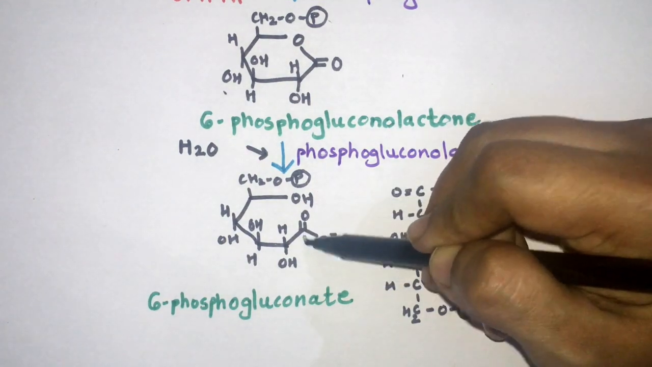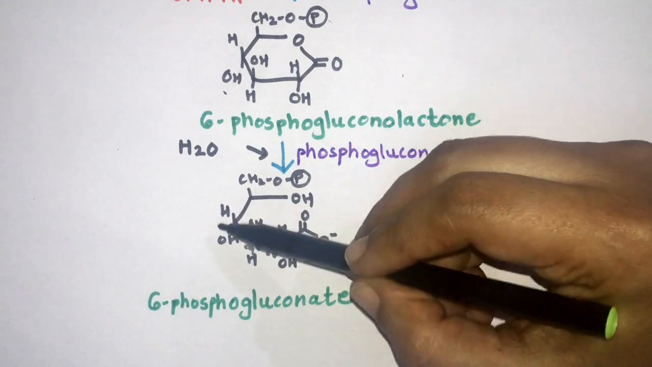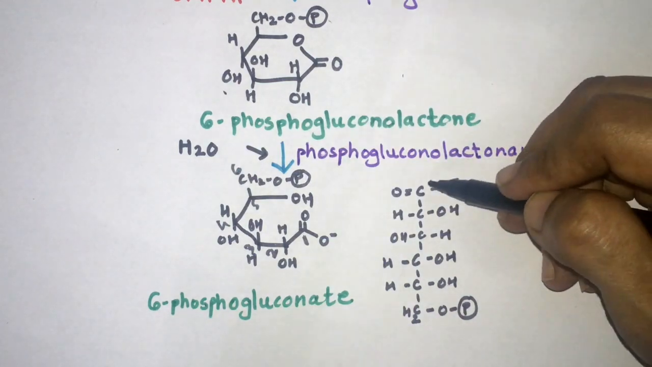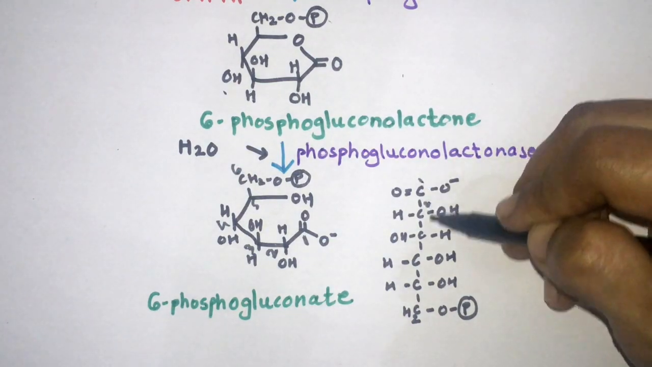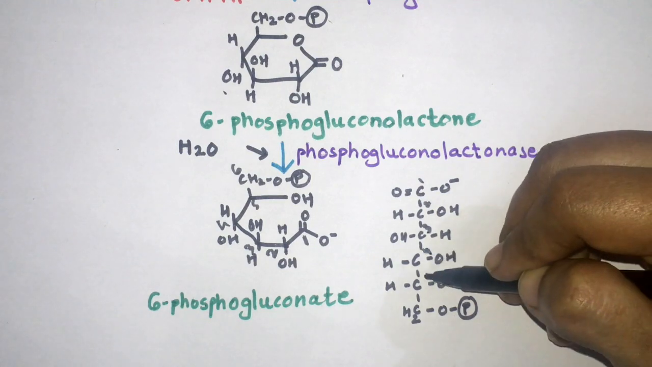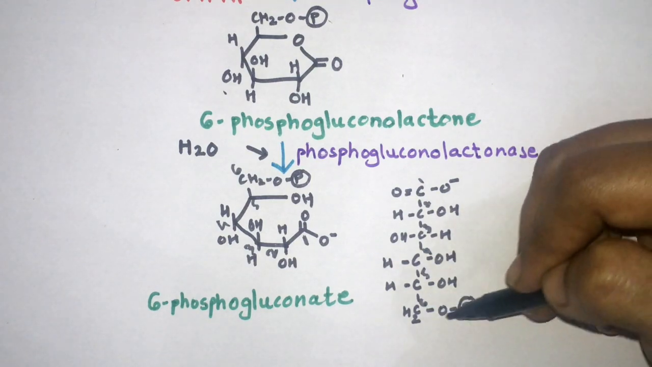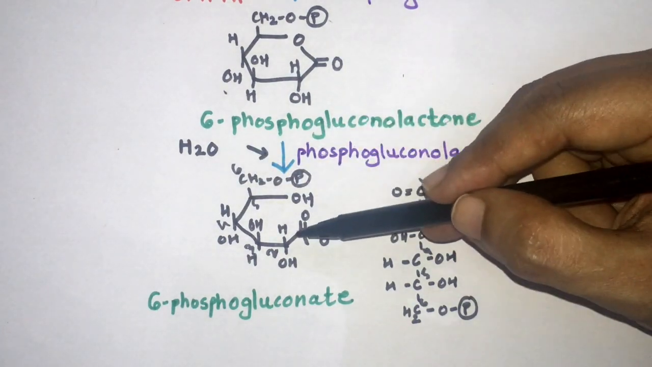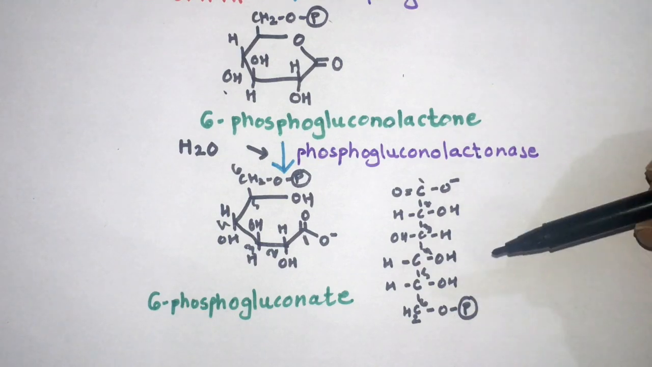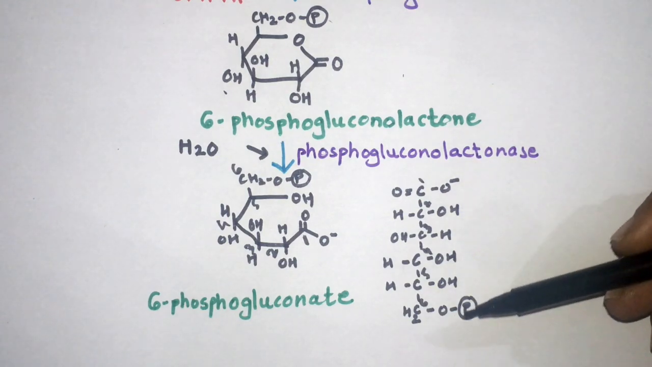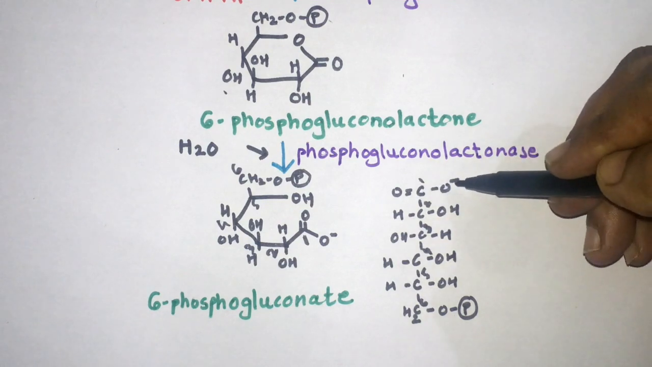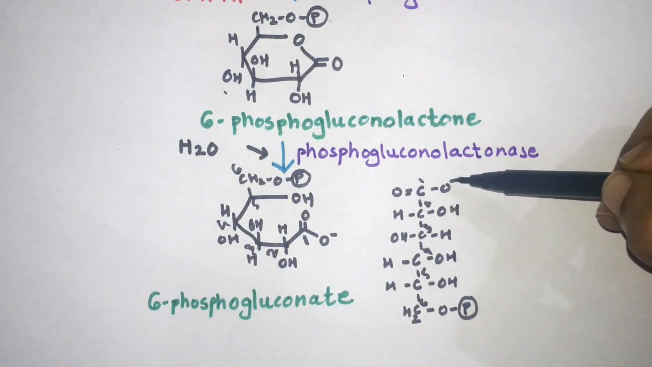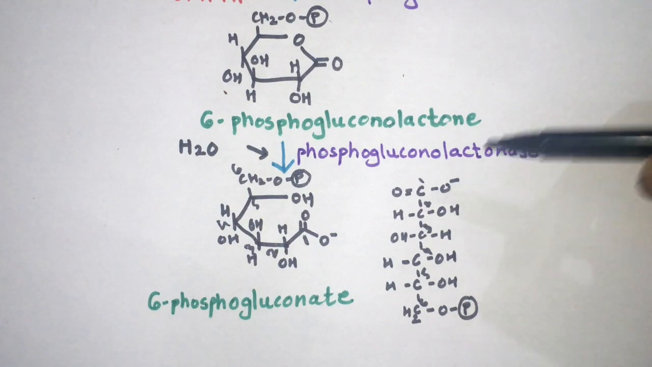I have written down the same structure for simplicity for you to understand. This is the first carbon, second carbon, third carbon, fourth carbon, fifth carbon and sixth carbon. So the phosphate group is attached to the sixth carbon. You can use any of these structures to write the structure of 6-phosphogluconate. So this is C double bond O, O minus. That is why it is called gluconate, because it is in the form of a salt. O minus is there.